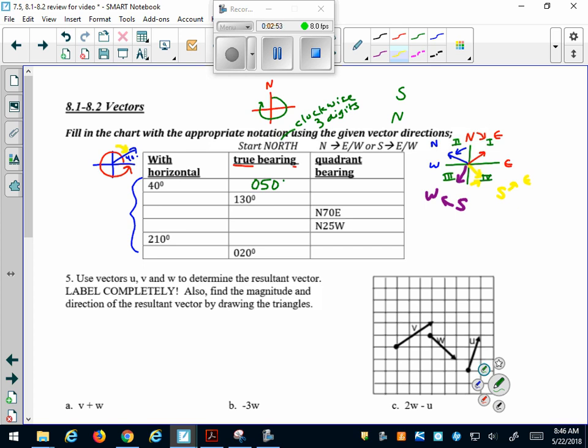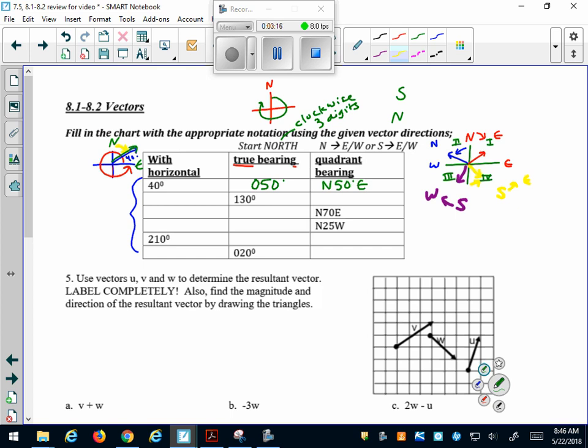And then the quadrant bearing for that same angle is starting north and going slightly to the east. So you start with the letter N, you end with the letter E, and then you tell how many degrees it goes to the east. So 50 degrees east.